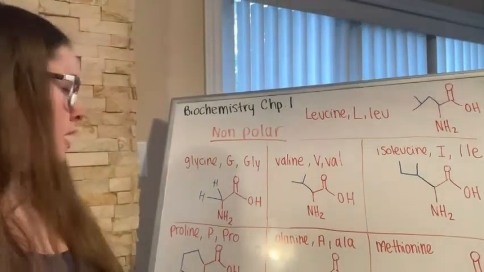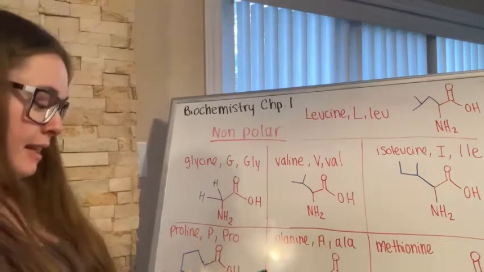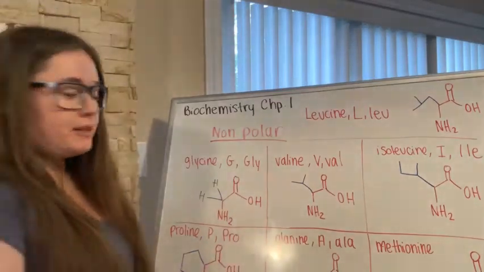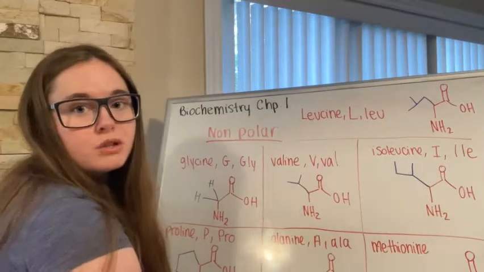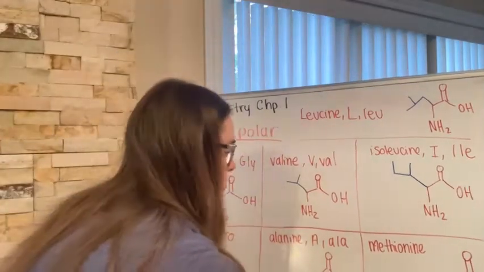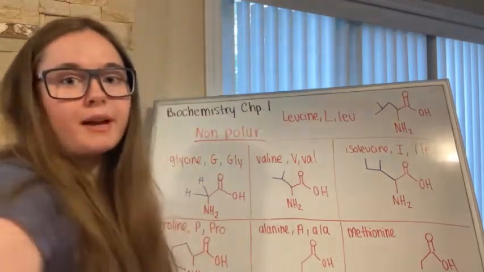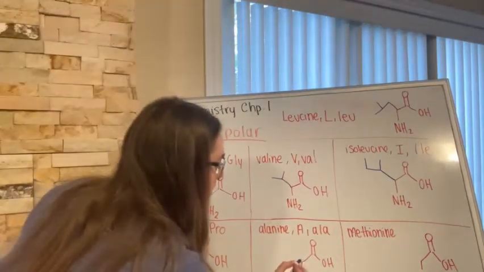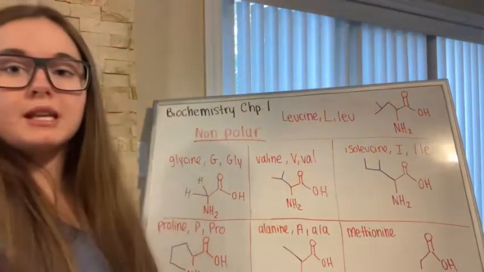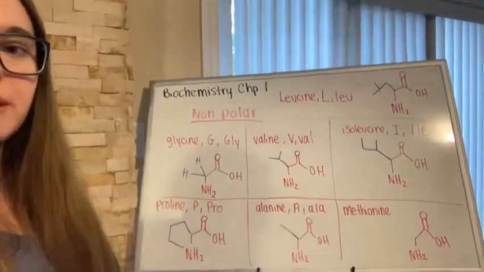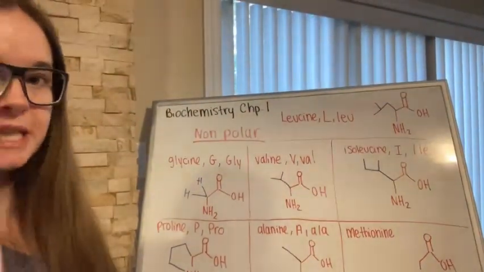Okay. Next we have alanine. Alanine is definitely one of the easier ones to remember. Just move this back here so you can see. Okay, so there we have alanine. Alanine just has a line to represent the one carbon attached to it.